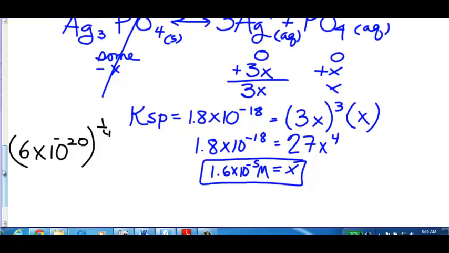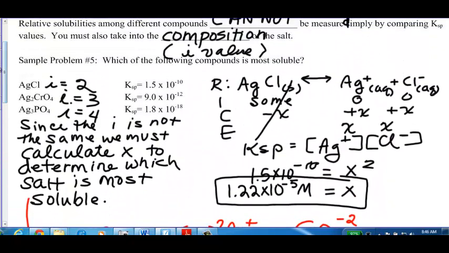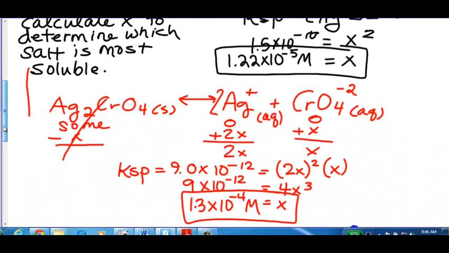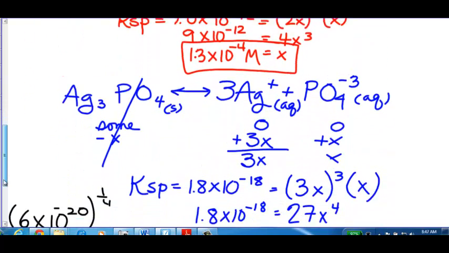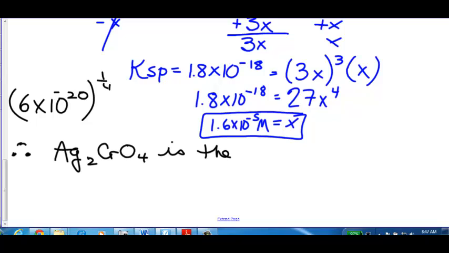What's the answer? Right, the second one, B, is the answer. This is most soluble because it has the greatest solubility. Look at what they are. 1.22 times 10 to the negative 5, 1.3 times 10 to the negative 4, and 1.6 times 10 to the negative 5th. Therefore, Ag2CrO4, silver chromate, is the most soluble.